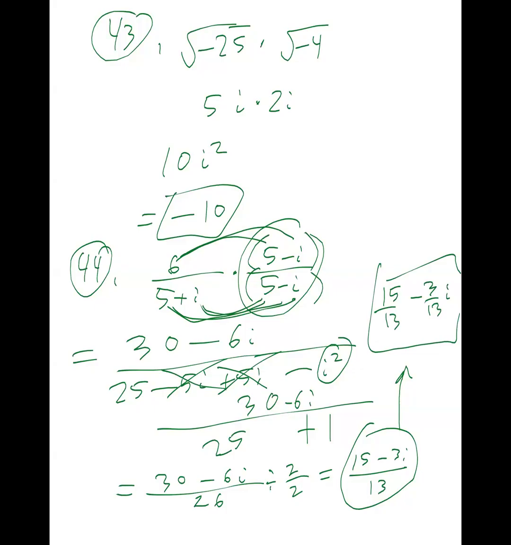This form is called a plus bi form. And this form down here is just regular, traditional form. Okay, so he says you have to put it like that, the a plus bi form. So I guess you have to do it that way so the computer can grade it more easily.